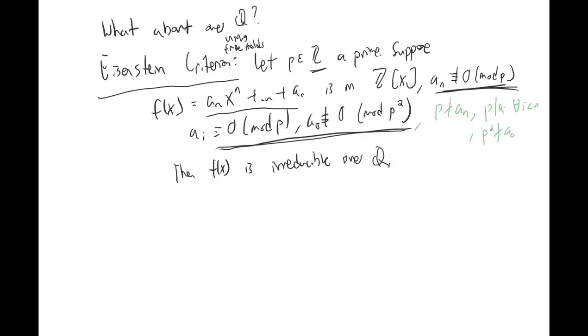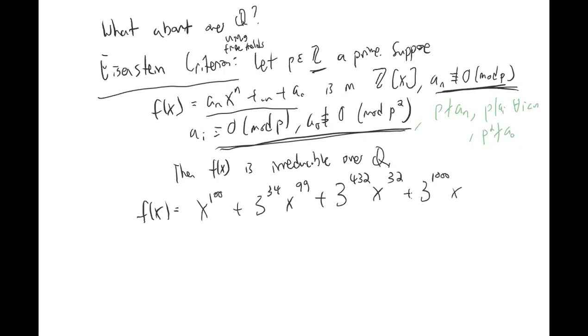So why is this powerful? Well, now if I ask you this, you can use Eisenstein. So let me ask you, is this irreducible? X to the 100 plus 3 to the 34, so this is 3 to the 34th power, plus 432 x to the 32nd plus 3 to the 1000 x plus 6. So is this irreducible or not? I made it pretty explicit.